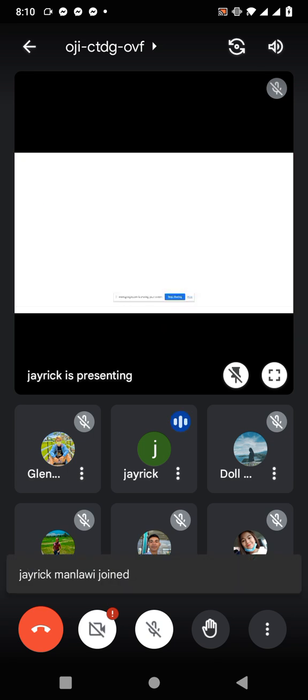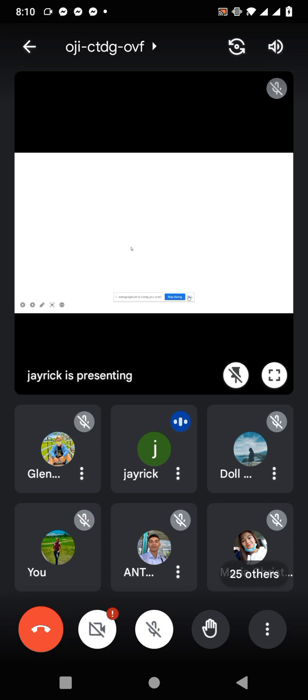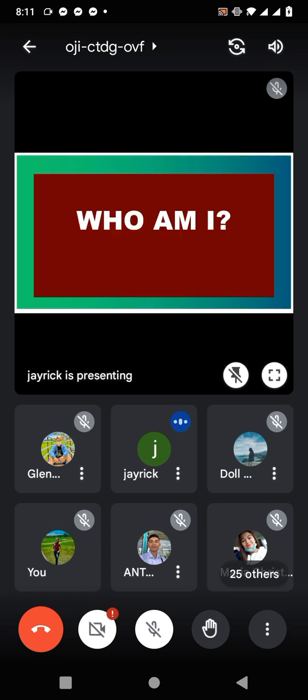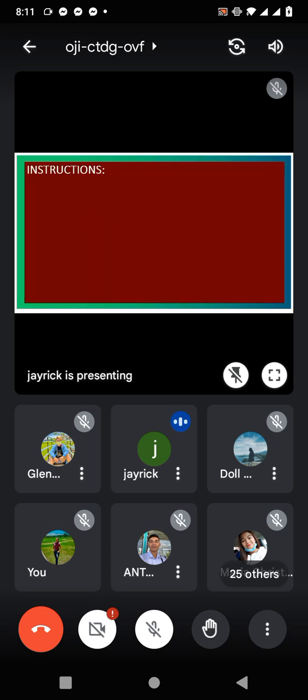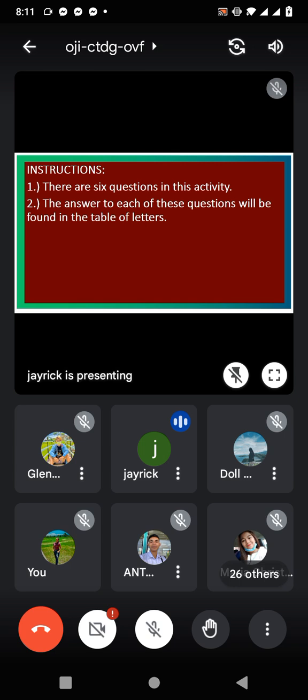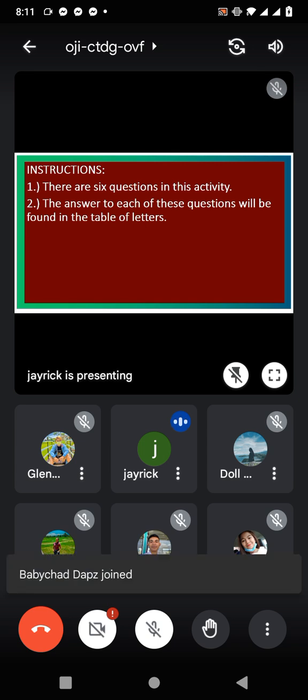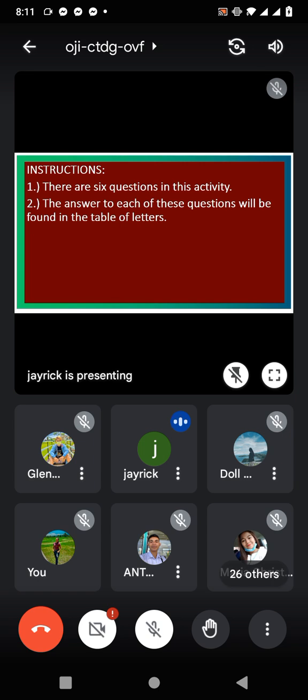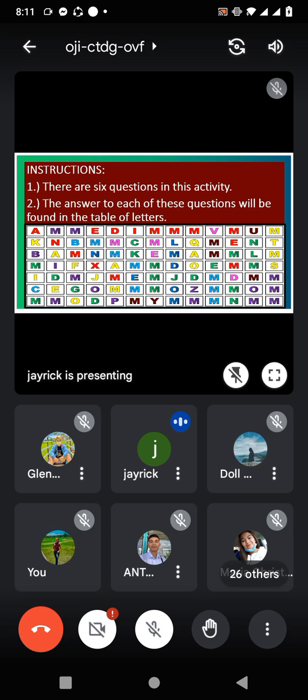Can you see the projected screen? The title of our activity is Who Am I? Let's first have the instructions. First, there are 6 questions in this activity. The answer to each of these questions will be found in the table of letters. So this is the table of letters.